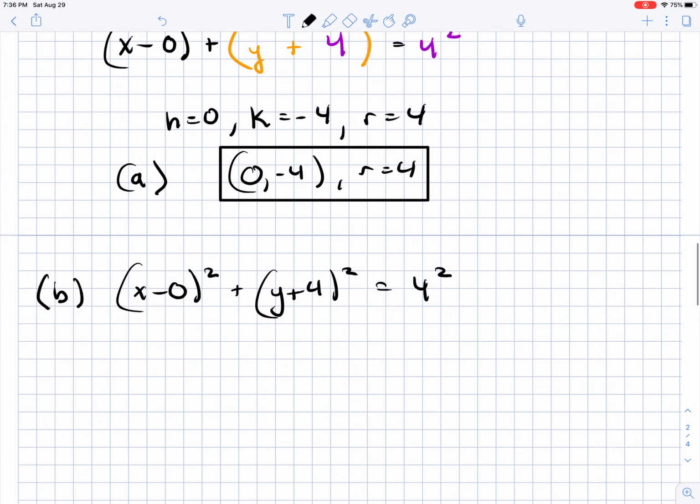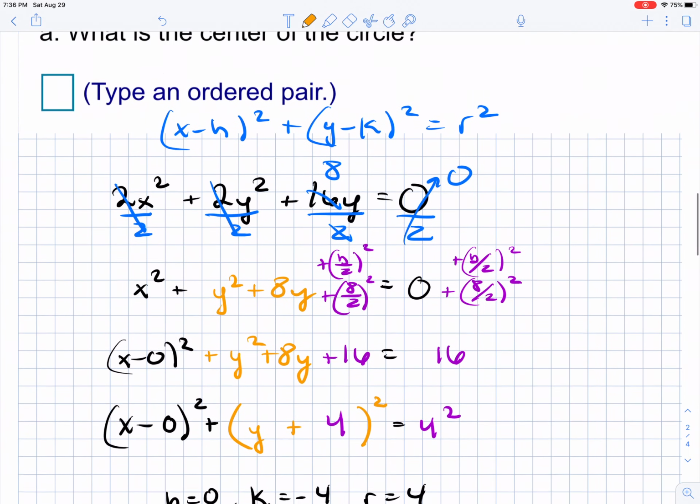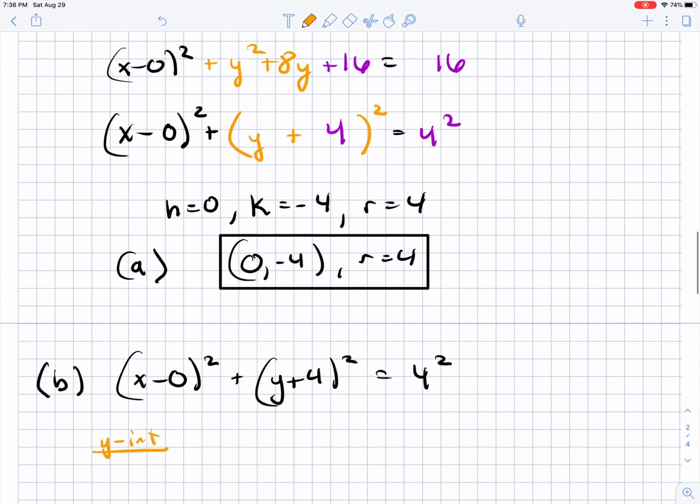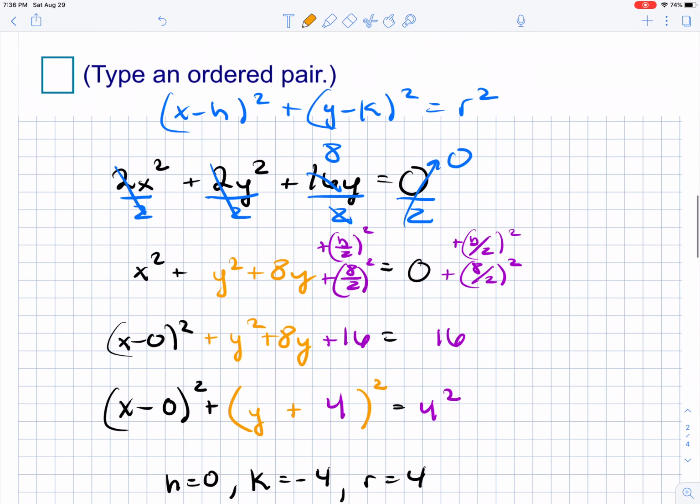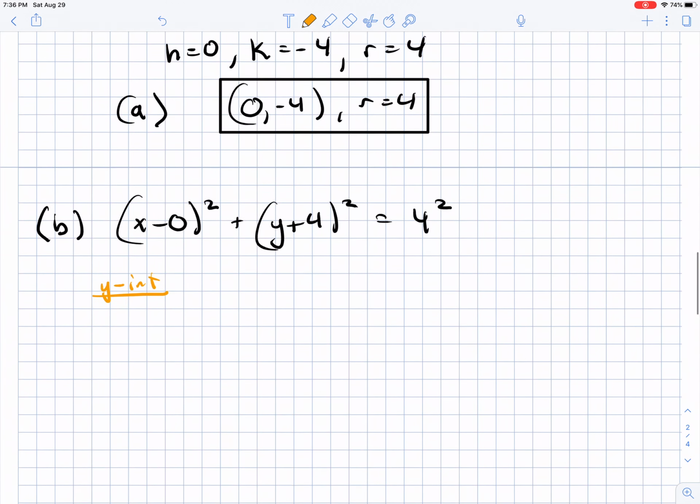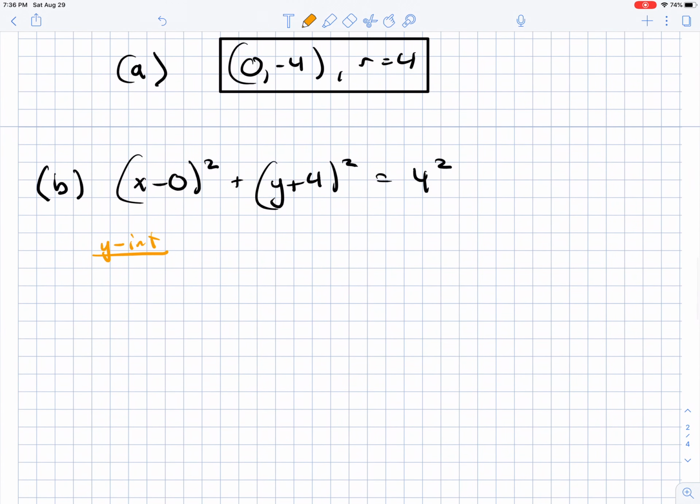So usually I like to start with the y-intercept first. Oftentimes that's easier. So for the y-intercept, we set x equal to 0 and solve. If x is equal to 0, that first term goes to 0, so it's completely gone. Then we're going to have y plus 4 squared equals 16.